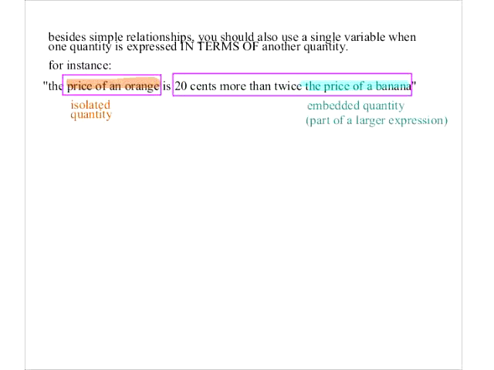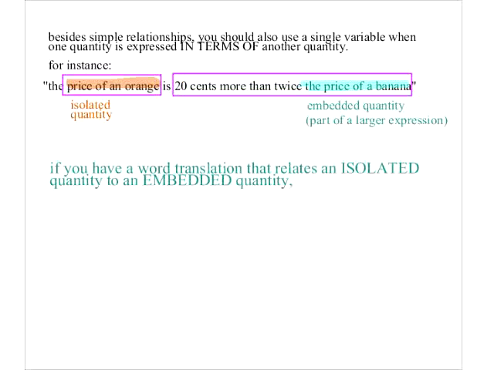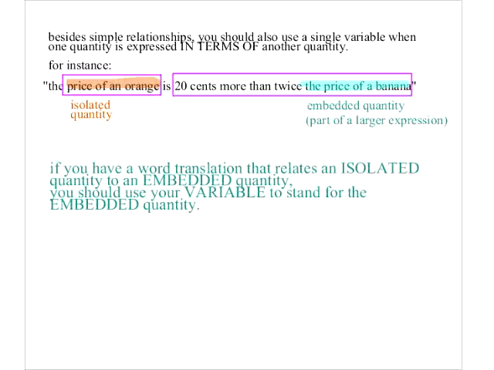You guys are all in agreement on this, so this would be a pretty quick takeaway. If you have a word translation that relates an isolated quantity to an embedded quantity, you should use your variable to stand for the embedded quantity. So that's the deal there.